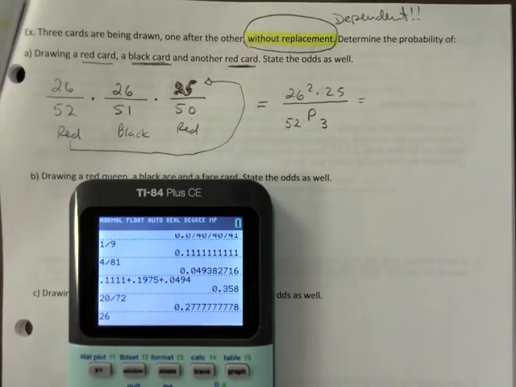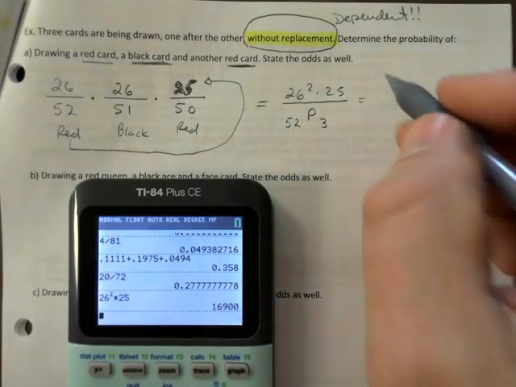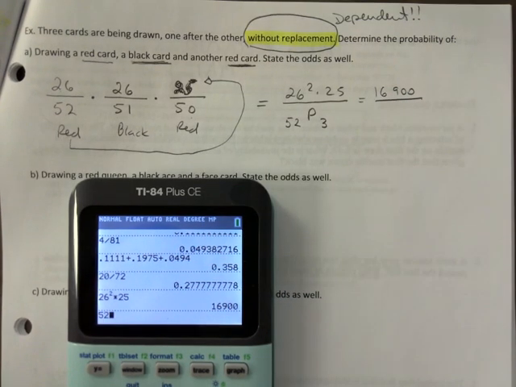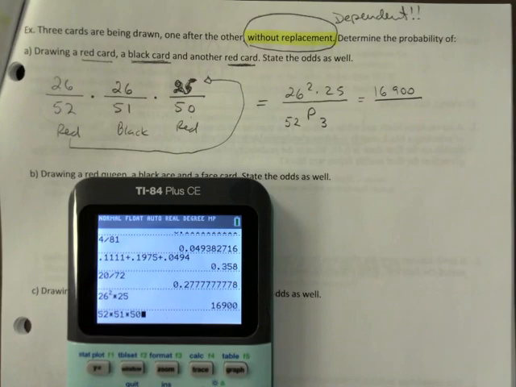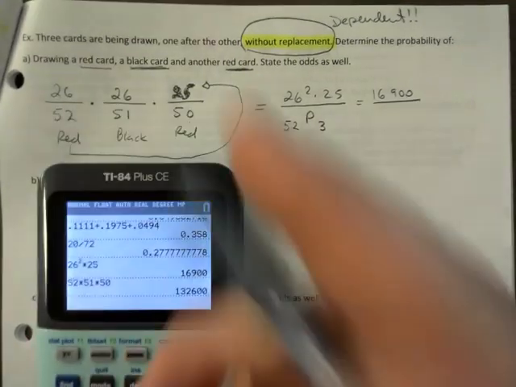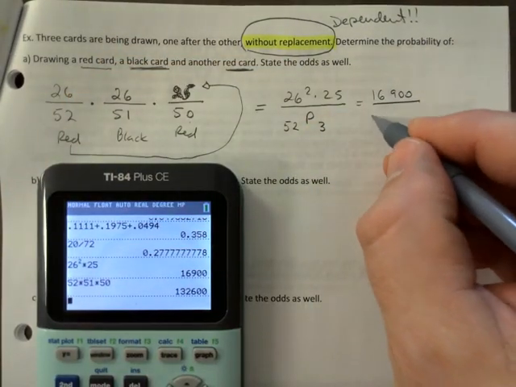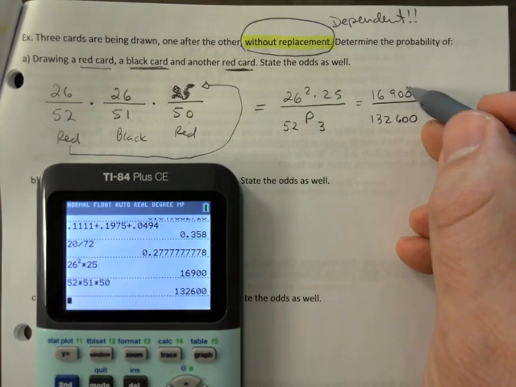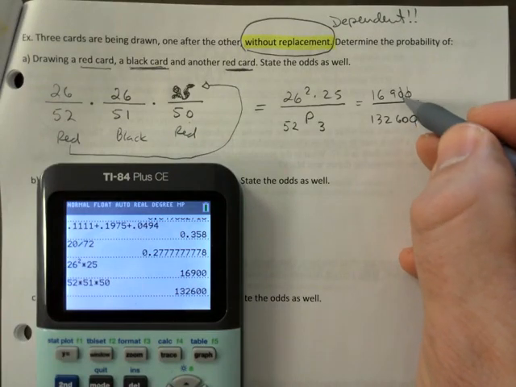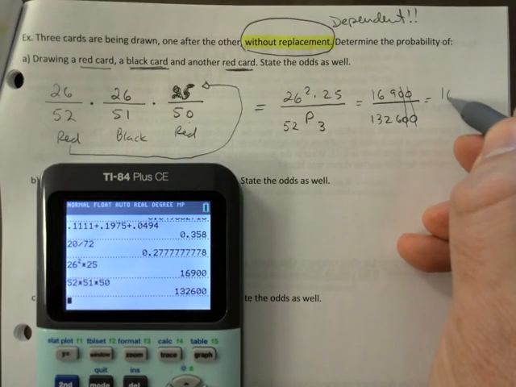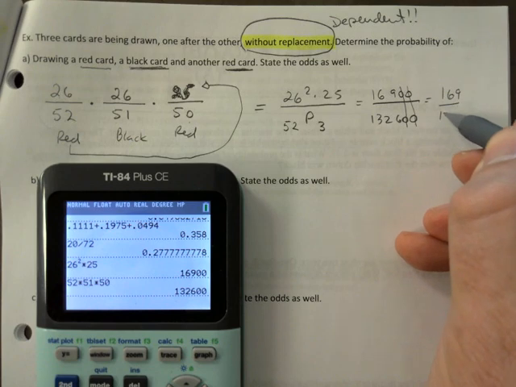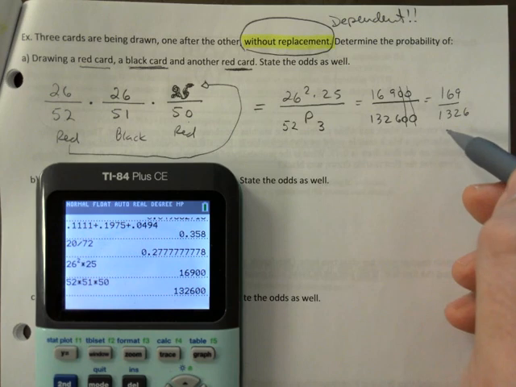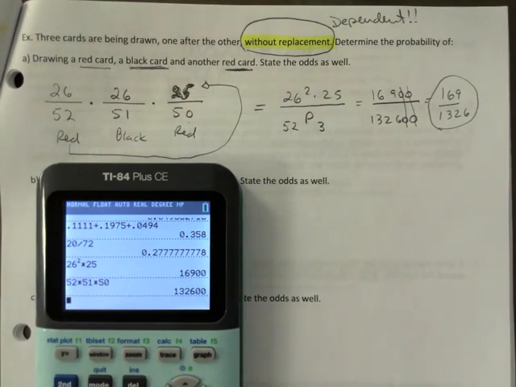So 26 squared times 25, that's 16,900 over 132,600. I think it's quicker, and on this calculator, it's quicker to just multiply those three numbers if you ask me. Trailing zeros you can always cancel, right? 1 to 1, like that. So 169 over 1326, like that. We'll just leave it like that.